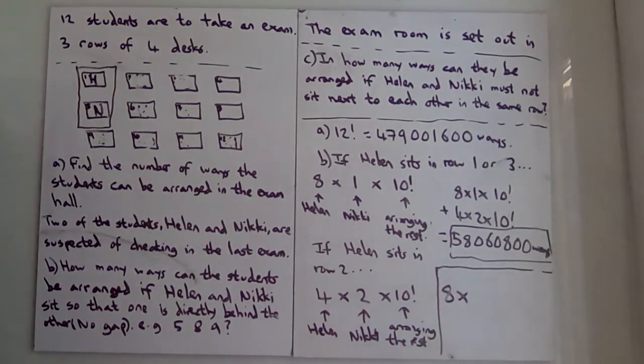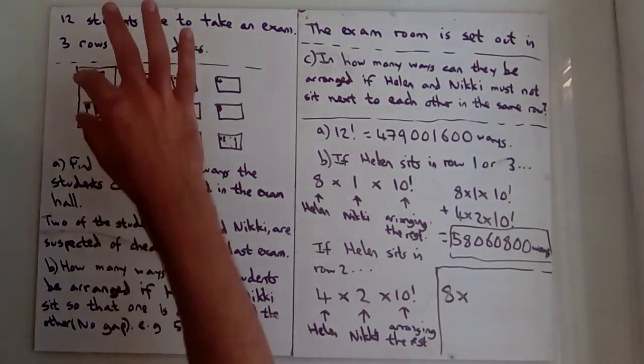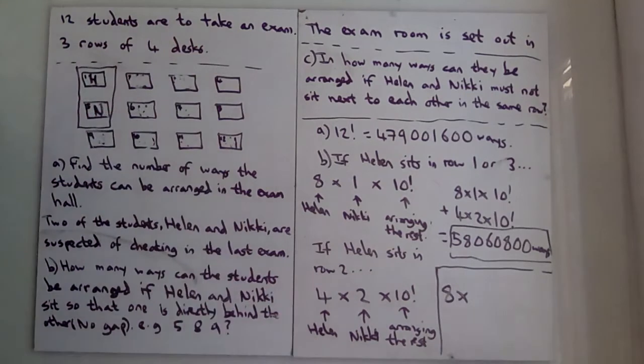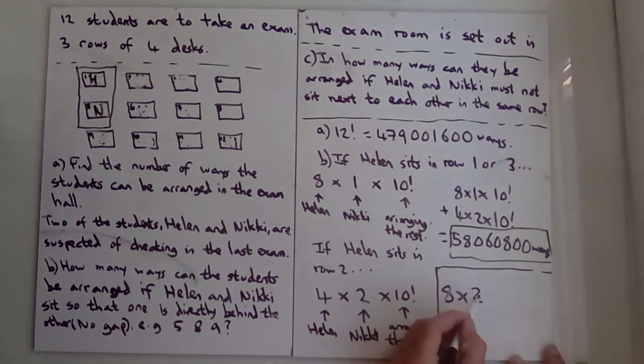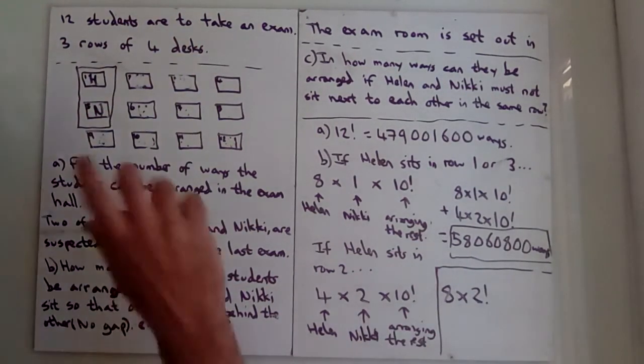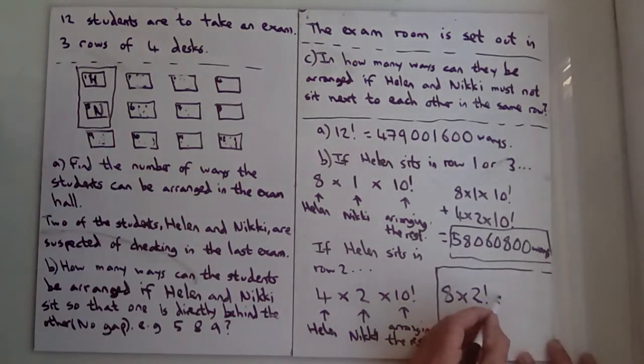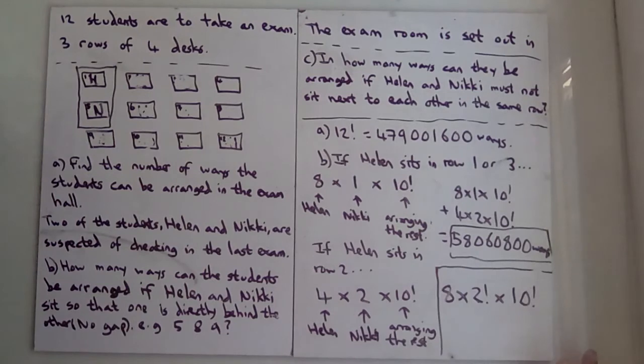Times, well, you need to consider it both ways around. So this could be an HN or it could be an NH. So there's 2 factorial ways of internally arranging H and N. And then you still have to seat the rest. So there's still 10 factorial to arrange everybody else. So that would still give the same answer.